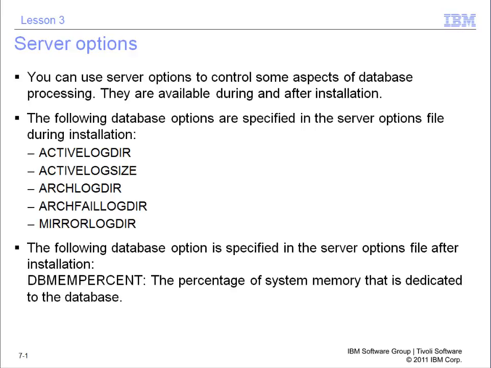Lesson 3, Database Options. Our server options, which are stored in the dsmserv.opt file in your default server directory, have information on your database options. You can set your active log directory, your active log size, your archive log directory, archive failover directory, and mirror log directory in this file.